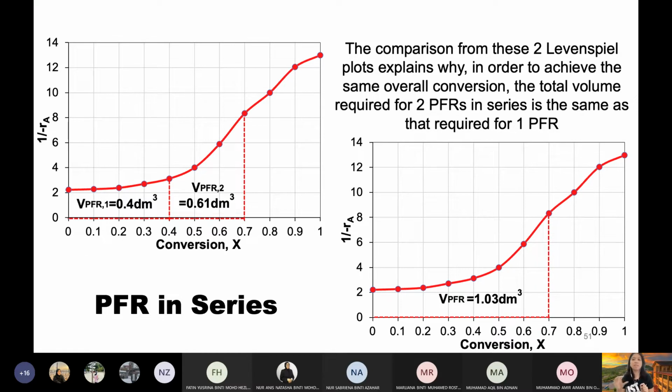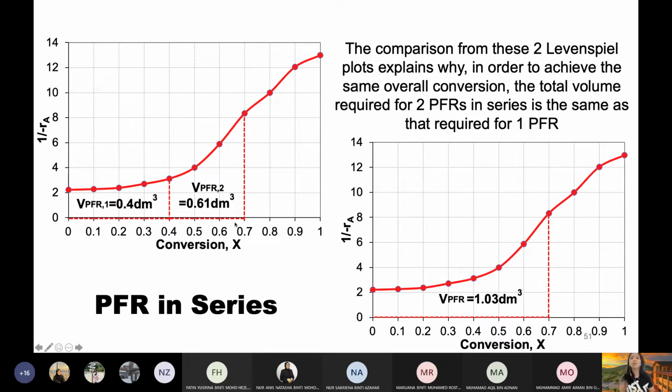But theoretically, for PFR, whether you use one single PFR or 2 PFRs in series, the total volume required is the same. The same application as I explained previously can be used. Meaning, let's say you don't have one single reactor of 1.03 dm cube, you can still run the reaction using two smaller reactors connected in series, in comparison to using one single PFR.